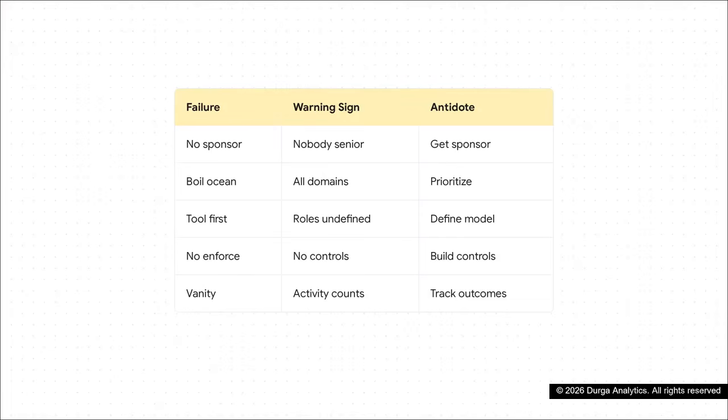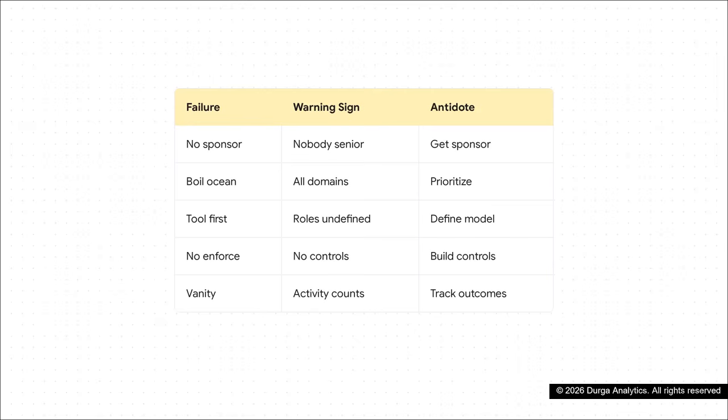Okay, we've identified the foundational errors, so let's shift gears and talk about the cure. This is your ultimate practitioner's playbook. Every failure throws off an early warning sign. It's like a check engine light on your dashboard. For instance, how do you know you have a sponsor problem? Well, nobody senior shows up to your steering meetings. The antidote there: you stop everything and secure a committed sponsor first.